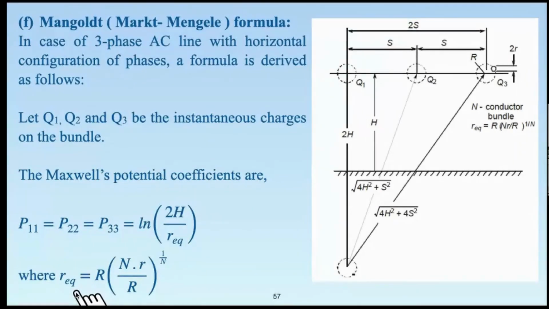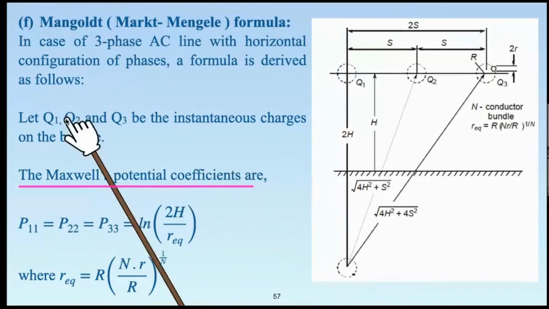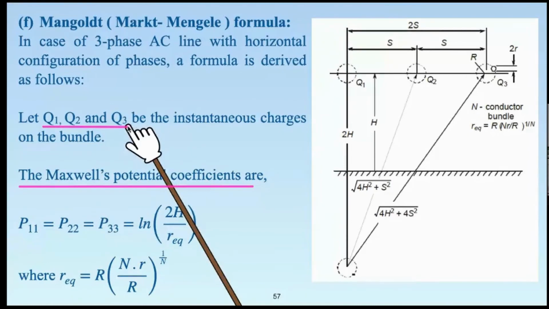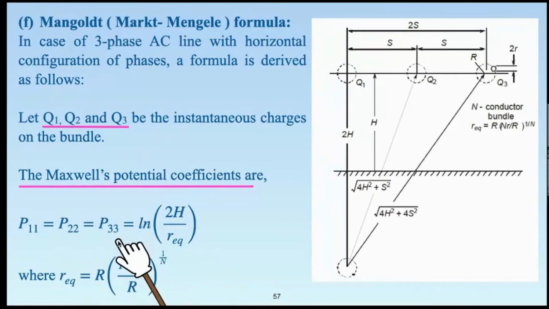You have to remember this also while solving numerical examples. R equivalent is R into (n small r upon capital R), the whole thing raised to the power 1 by n. So we are first writing the Maxwell's potential coefficients for three conductors. As there are three conductors, that's three charges, and consequently the size will be 3 by 3.